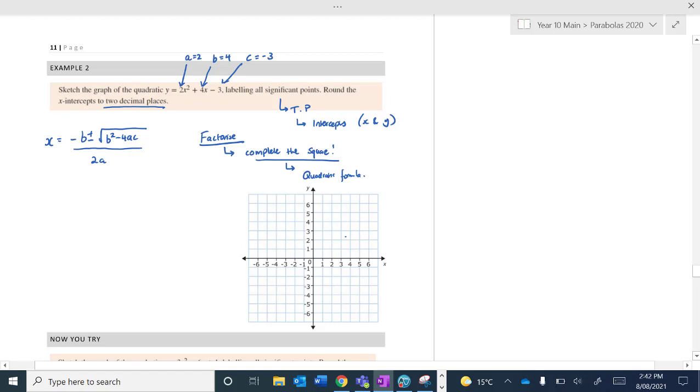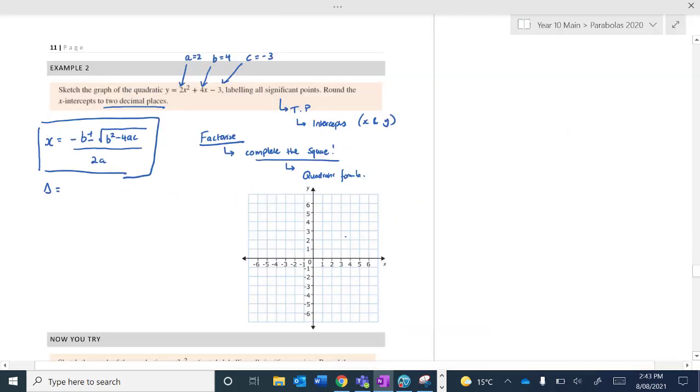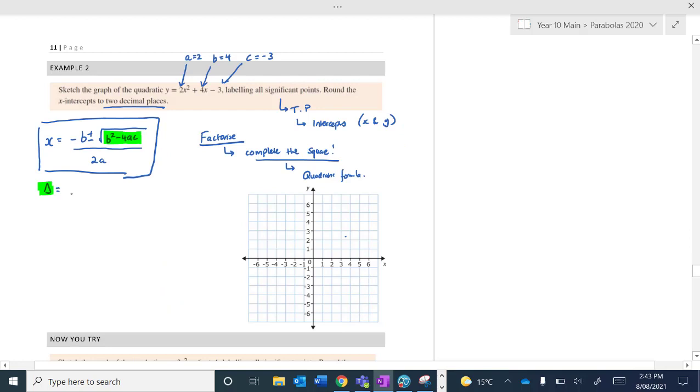Now, let's determine if there are any x-intercepts, and we're going to need this for the equation anyway. We're going to need to work out all of this, which includes the discriminant, which is inside the square root. So if we use the discriminant first to find that out, we can determine how many intercepts we're looking at, or if any at all. So let's work out the discriminant, b squared minus 4ac.